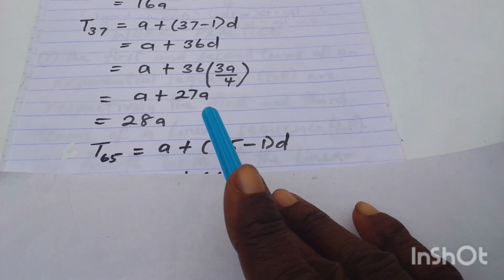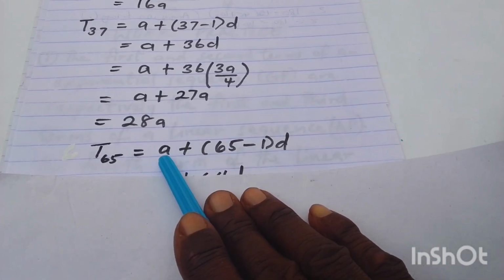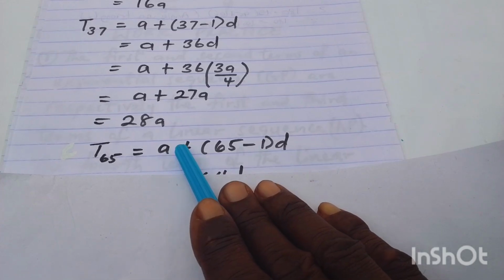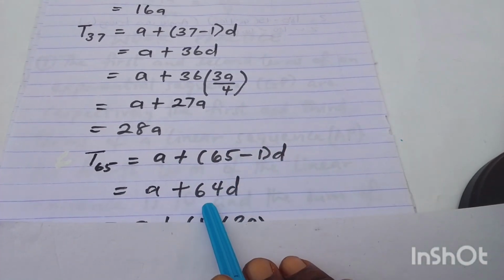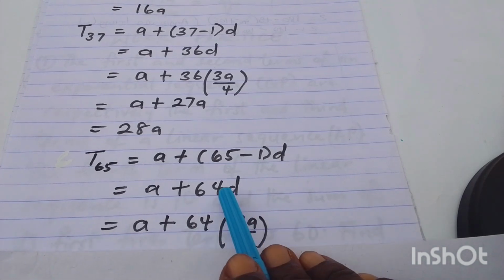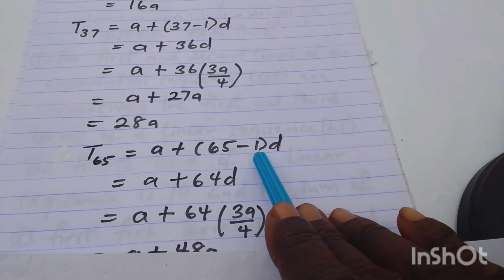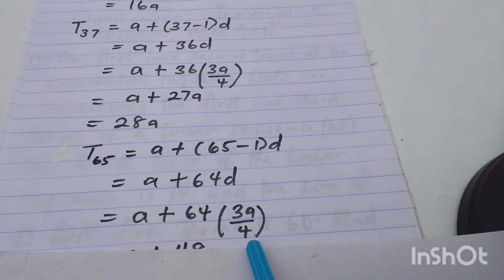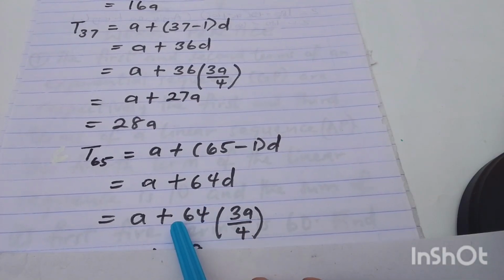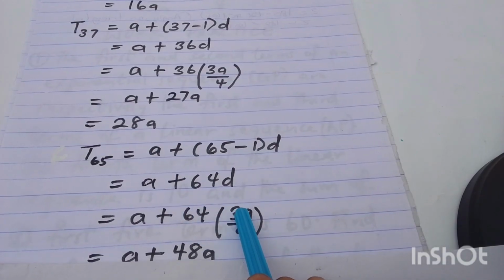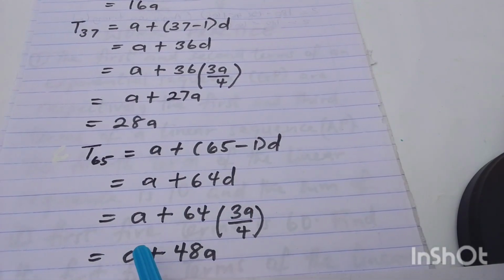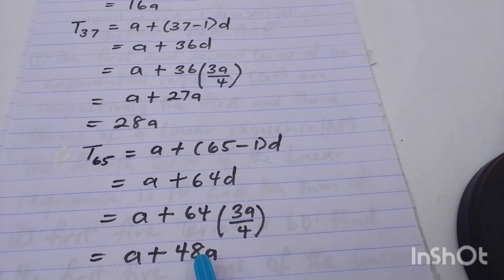Then look for the 65th term. So that means I'm going to substitute into the formula here also. When you substitute a plus (65 minus 1)d, 65 minus 1 is what? 64d. So if we now substitute the value for d, which is 3a over 4, 4 into 64 is what? 16. So 16 times 3a will give us 48a. a plus 48a will give us 49a. So that gives you 49a.